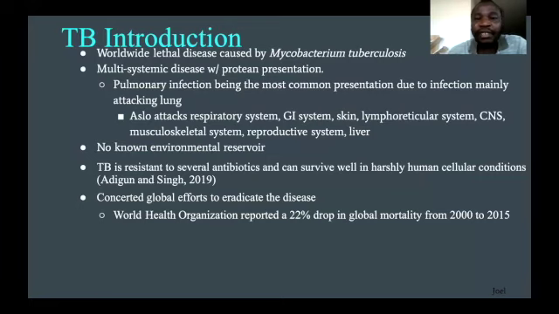Pulmonary infection is the most common, where TB attacks the lungs and destroys parts of the respiratory system, but it can also attack most of the other systems. It has never been known if the TB Mycobacterium can reside outside human reservoirs. It is resistant to several antibiotics, and it is known to survive very well even in harsh human conditions within the cells.